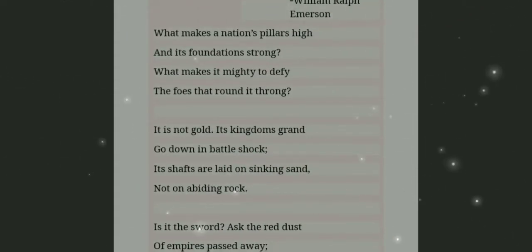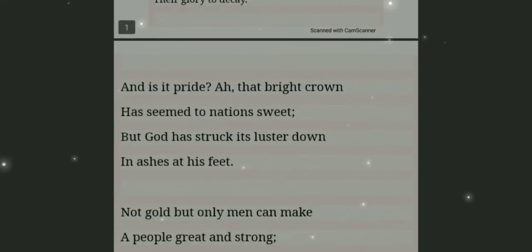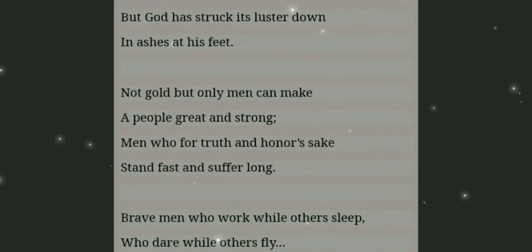What makes a nation's pillars high and its foundations strong? What makes it mighty to defy the foes that round it throng? It is not gold, its kingdoms grand go down in battle shock. Its shafts are laid on sinking sand, not on abiding rock. Is it the sword? Ask the red dust of empires passed away. The blood has turned their stones to rust, their glory to decay. And is it pride? Ah, that bright crown has seemed to nations sweet, but God has struck its luster down in ashes at his feet.